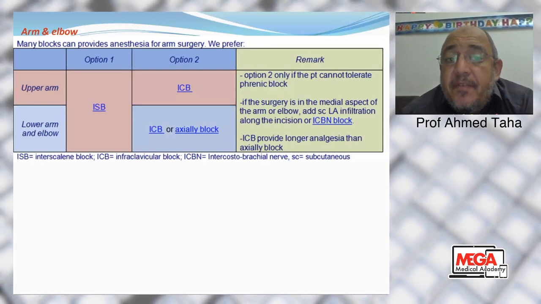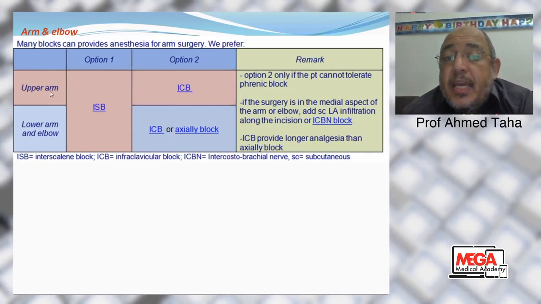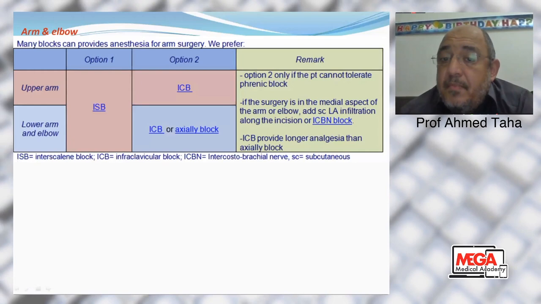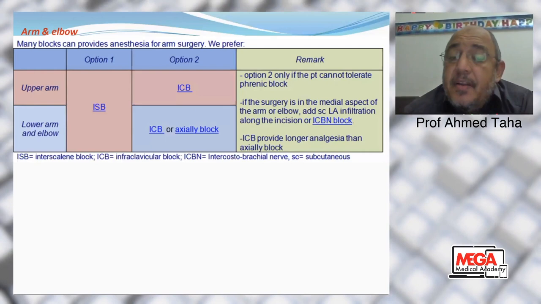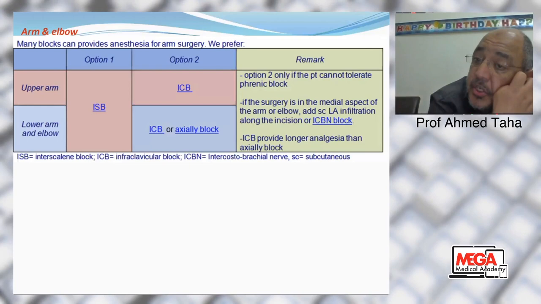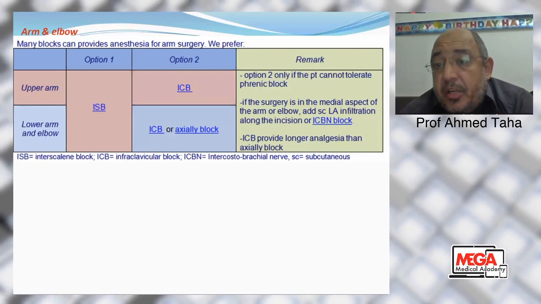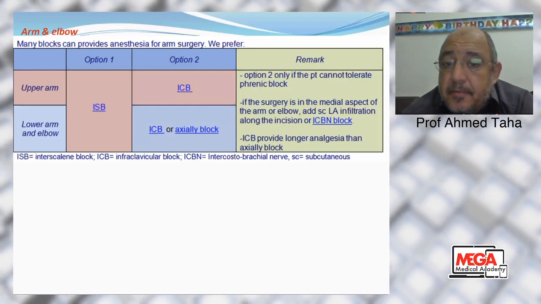However, if the patient has COPD or is sensitive to phrenic block, we can use infraclavicular block for the upper arm, and the axillary block can still be used for the lower arm and elbow. However, infraclavicular is better than axillary because of less discomfort, a denser block and a prolonged duration. Actually, it is easier than the axillary, because in the axillary you have to advance the needle for each branch. In the infraclavicular, you just inject above the artery and below the artery, and that's it. So it doesn't take time.